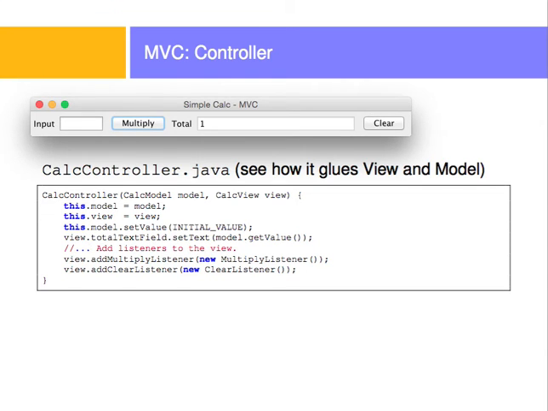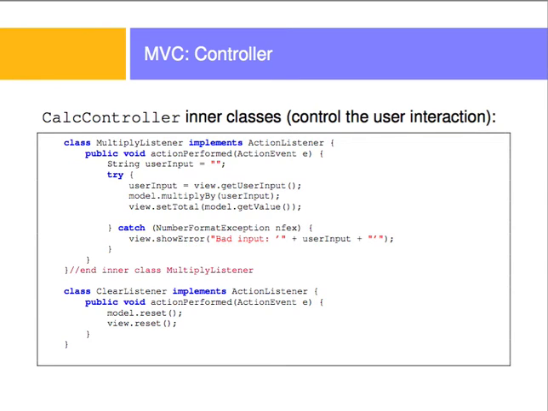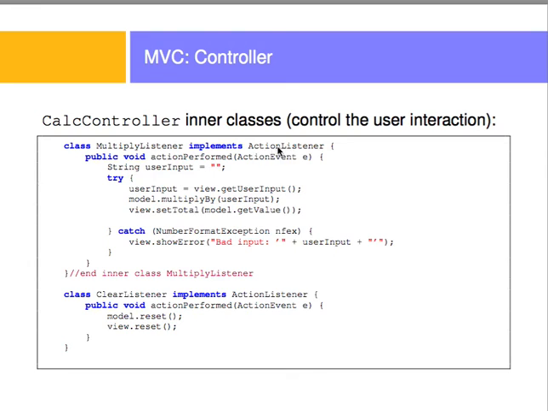In the controller, in a separate class, you create the two classes. Class multiply listener needs to implement the action listener interface, which has one method, action performed. That's the one method. And this is what's going to happen when this multiply listener listens to an event, namely a button click. The same thing for the clear listener. So let's look at the clear listener first. It implements the action listener, which has this method, action performed. Basically, when the clear listener is called, I will reset the model and reset the view.